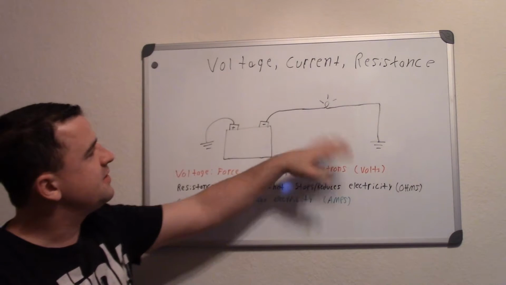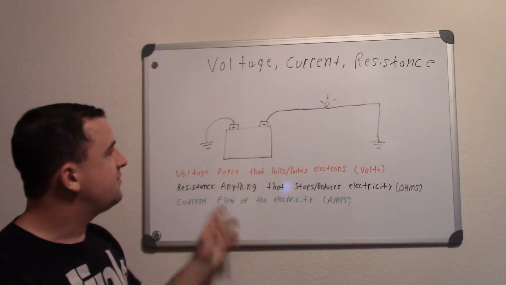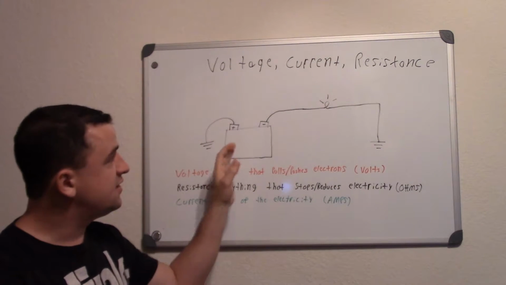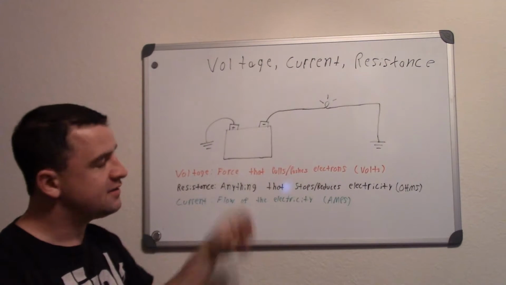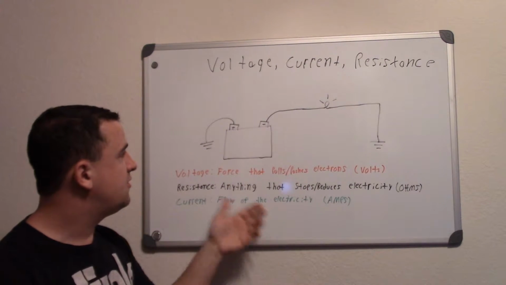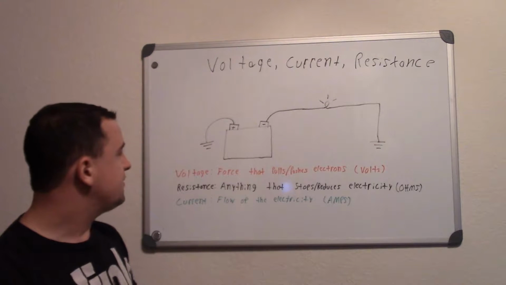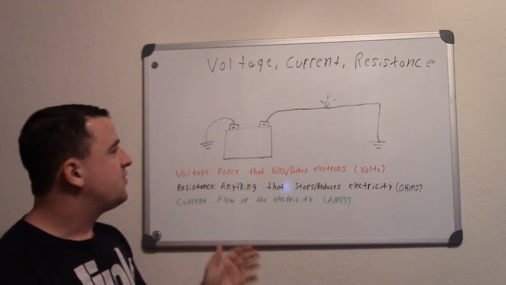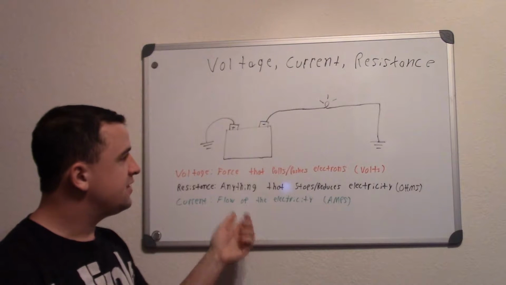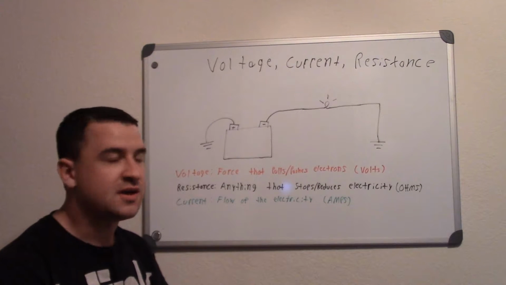And here I have a basic circuit, and again I'm using electron theory of negative to positive to help show how to understand what that voltage, current, and resistance is. So voltage is that driving force. It's the force that pulls and pushes the electrons throughout the circuit.